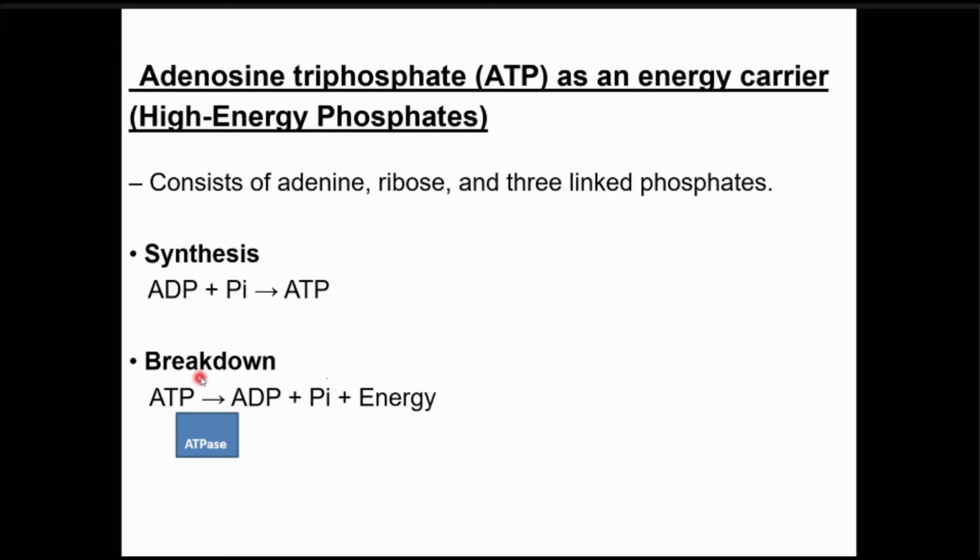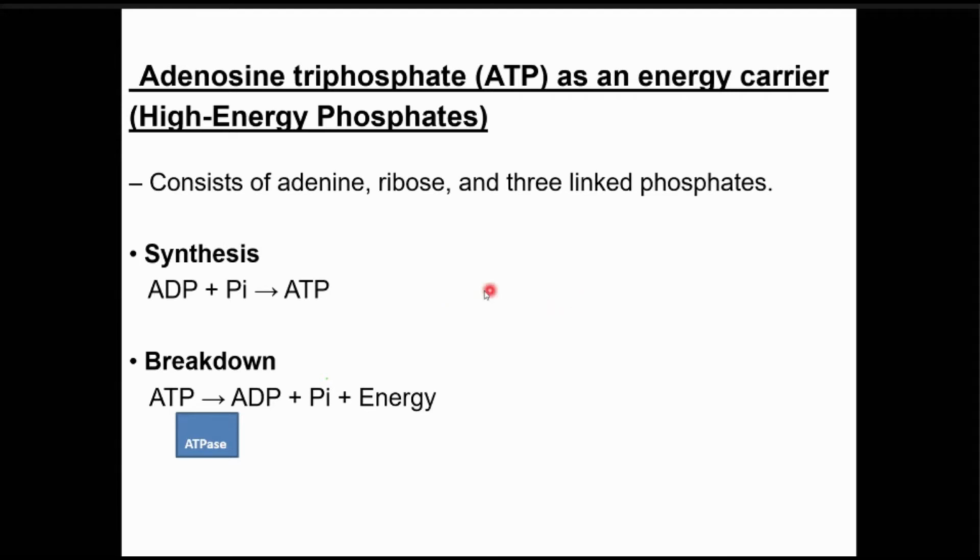And if you have a breakdown of ATP, there is an enzyme called ATPase, and you know anything that ends in ase means enzyme. If we want to cut it, it gives you ADP plus inorganic phosphate plus energy. So this is just to tell you the molecule that carries the energy is the ATP. So the ATP is the carrier of the energy.